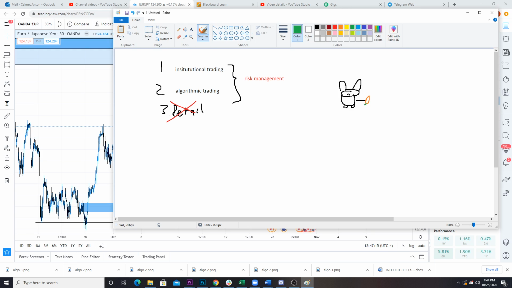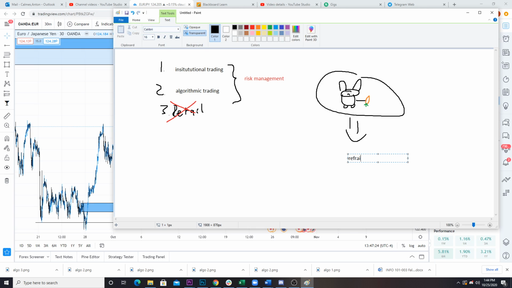Okay, here you go. There's your little bunny. You want to refrain from being this, okay? So refrain from being a bunny, okay?